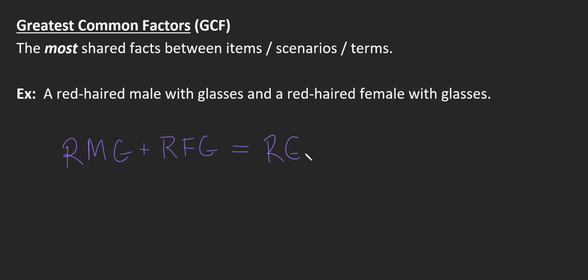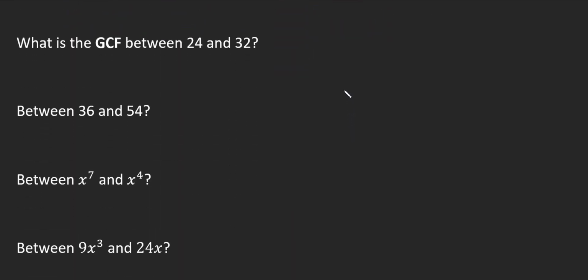So if I want to say their GCF is red hair and glasses. And then what I can do is say, okay, there is a male and there is a female, and they both have red hair and they both wear glasses. This part right here, the RG, that is the greatest common factor. The greatest common factor. Lots of letters on the screen here. So let's take a look at that with some numbers.